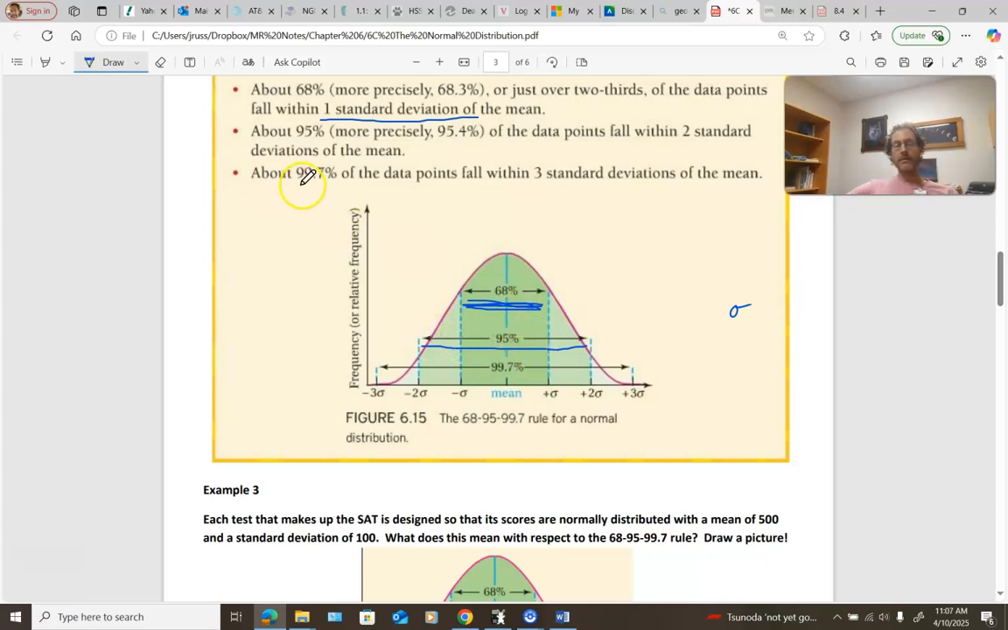And then finally, this third bullet point says that 99.7%, or almost the entire distribution, will fall within 3 standard deviations of the mean. So if you have a data set that's normally distributed, or roughly normally distributed, whatever the standard deviation of that data set is, if you multiply that by 3, that's going to give you a bound that will encompass almost your entire data set. And we're going to see this illustrated here below.